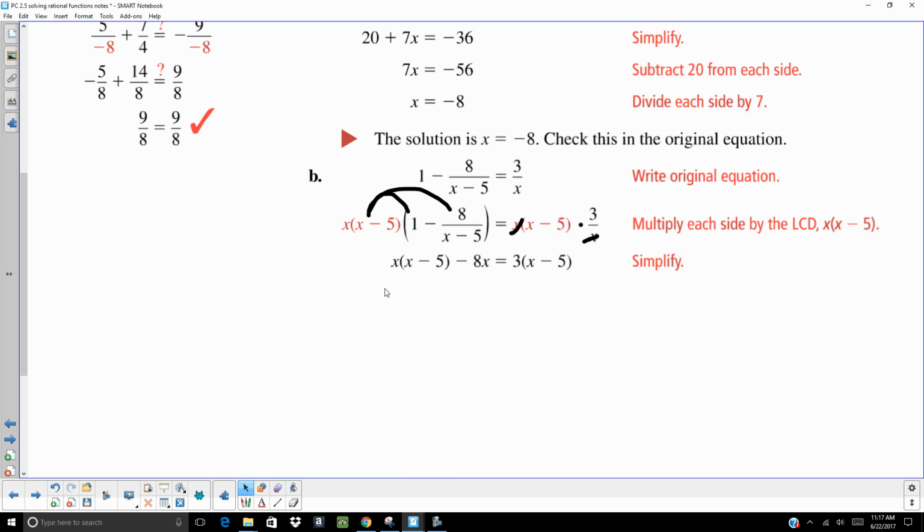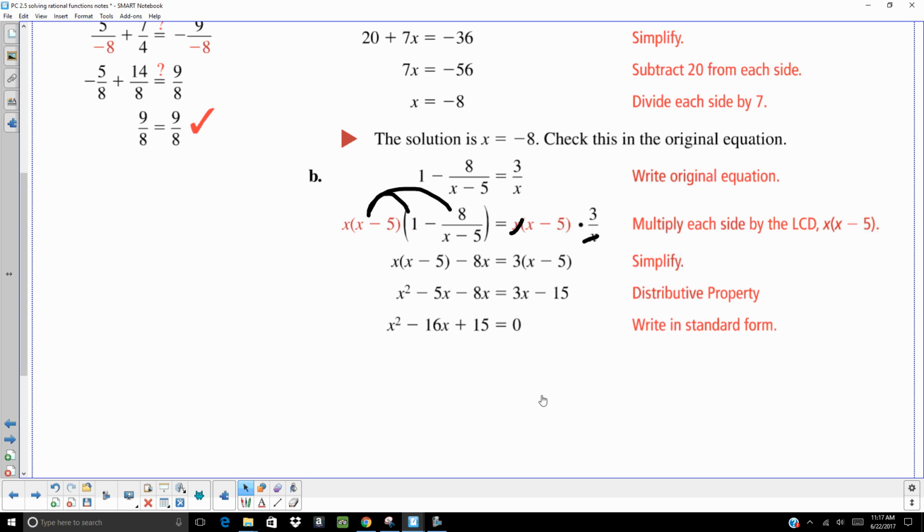So now you've got more of an algebra problem. You're going to simplify, distribute. x squared minus 5x minus 8x equals 3x minus 15. We need to combine like terms and subtract 3x and add 15 to both sides. They kind of combined a couple steps here, but we can handle that. -5x minus 8x is -13x. Subtract the 3x and you get -16x. Add 15. Factor. Set each factor equal to 0 and you get x equals 1 or x equals 15.